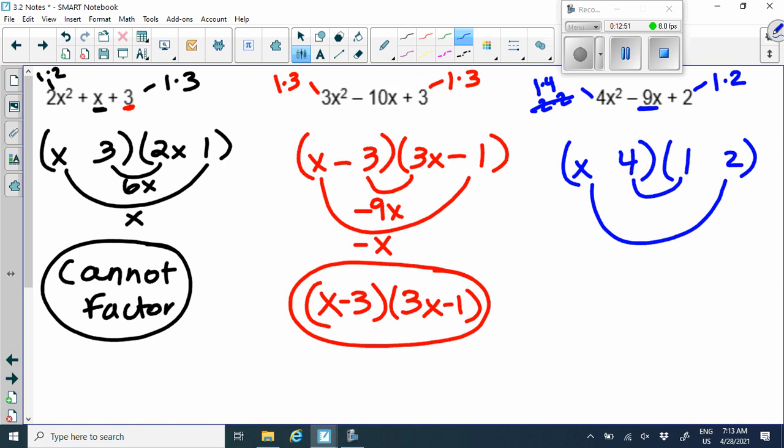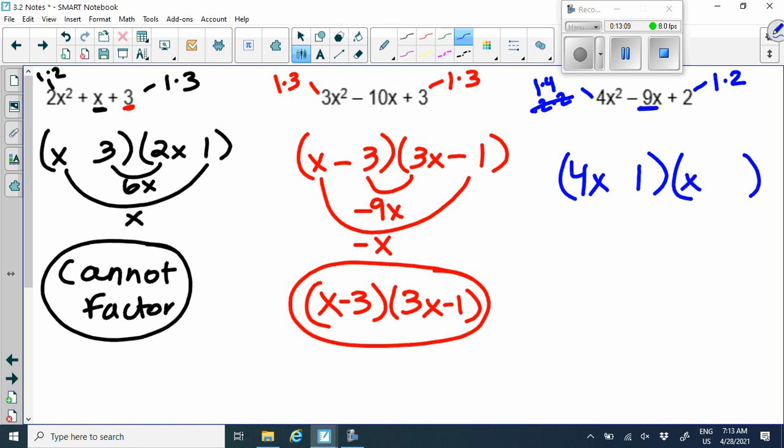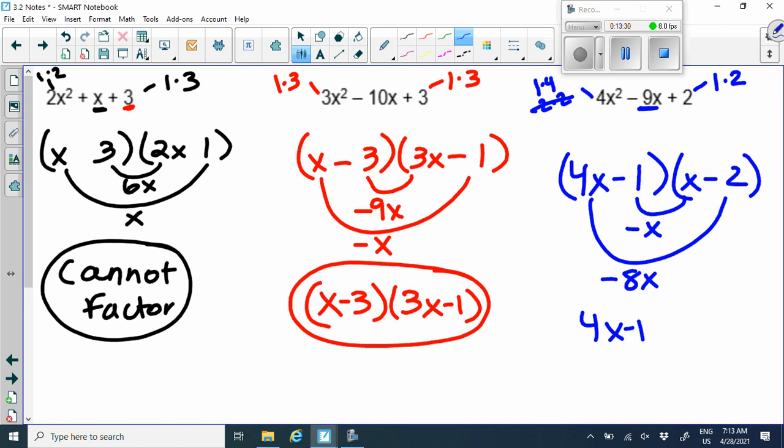Oops, let me switch that back again. It should be the 1x and the 4x. I'm just going to erase this whole thing to make it work better. Okay, so we are trying 4x and x, and we had 1 and 2. In the middle I get x, and 4x times 2 gives me 8x. Now I'm trying to add up to a negative 9x, so that means both of these have to be negatives, because negative 8 minus 1 gives me negative 9. And I know if I multiply negative 1 times negative 2, that will give me positive 2. So I factored this correctly.